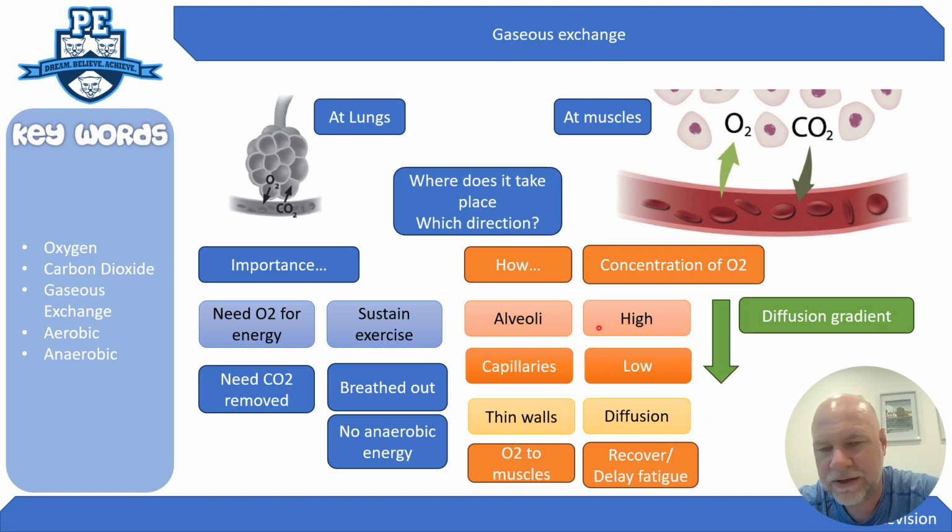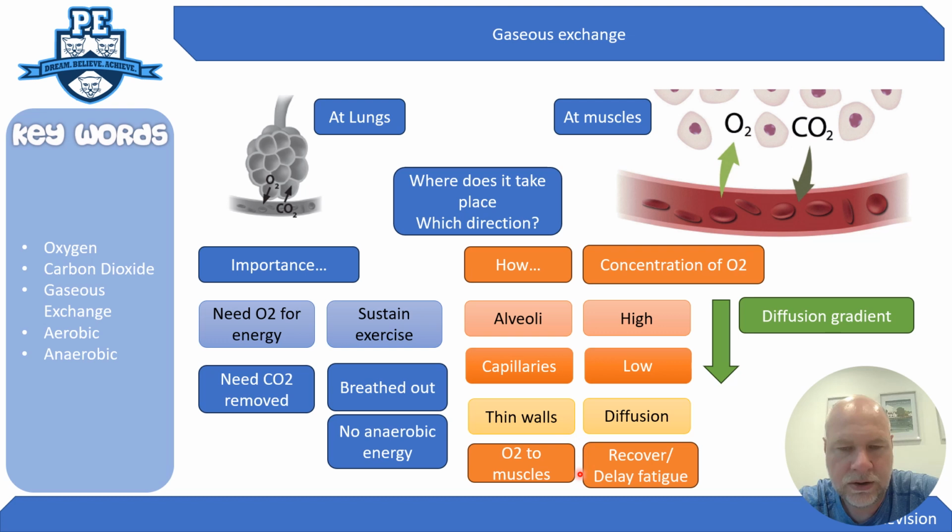So in the alveoli, you've got a high concentration of oxygen, and in the capillaries around the alveoli, you've got a low concentration of oxygen. So the oxygen will always go from the alveoli in the lungs to the capillaries around the alveoli, which is going from high concentration to a lower concentration. We have thin walls of the alveoli and thin walls of the capillaries that surround the alveoli, which means there is an easier diffusion rate. It's a quicker diffusion rate because it only has to go through one cell.